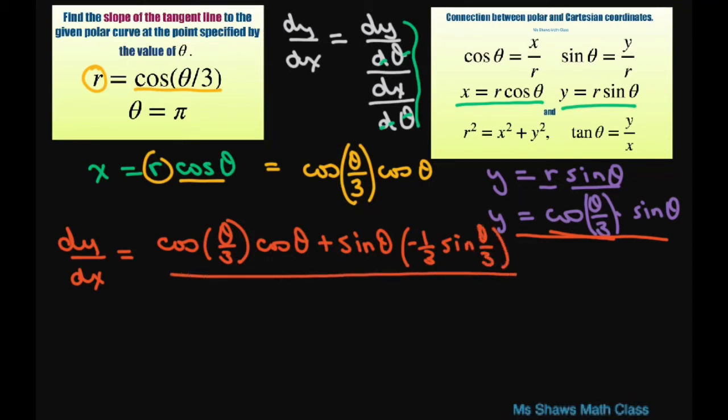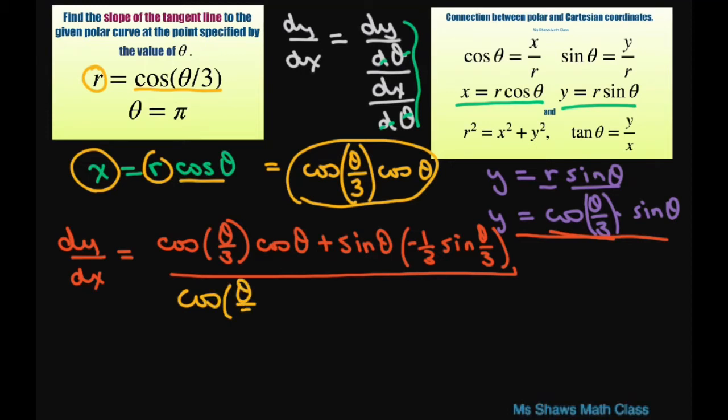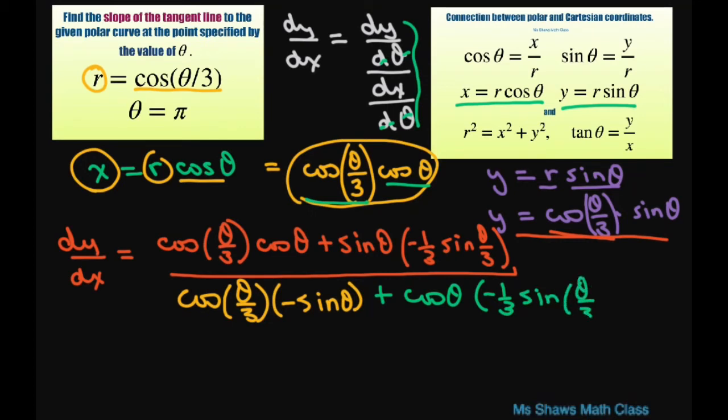And now let's do the same thing for the denominator. Our denominator is going to be our x, which is given here. So that's going to be cosine of theta divided by 3 times negative sine of theta, when you differentiate this piece. And then we're going to have plus cosine of theta, your second term, times the derivative of your first term. And that's going to be negative 1/3 sine of theta divided by 3.